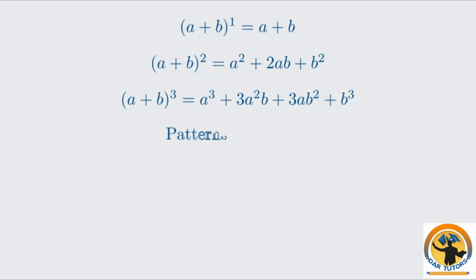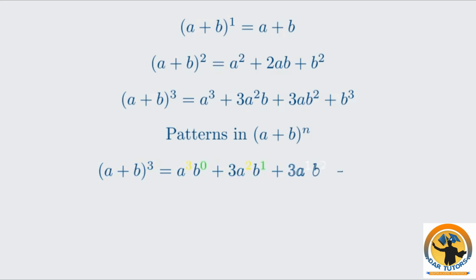First, let's look at the powers of a and b. In the expansion of (a + b) cubed, the powers of a are 3, 2, 1, and 0. The powers of b are 0, 1, 2, and 3. Notice that as we move from left to right, the power of a decreases by 1 in each term, while the power of b increases by 1.